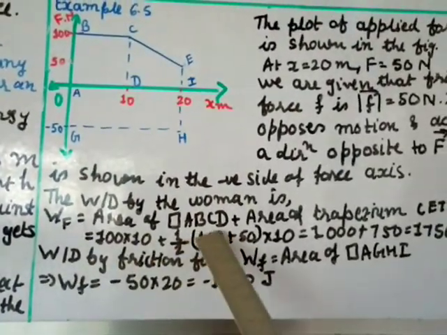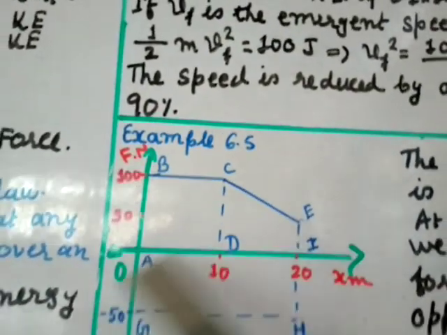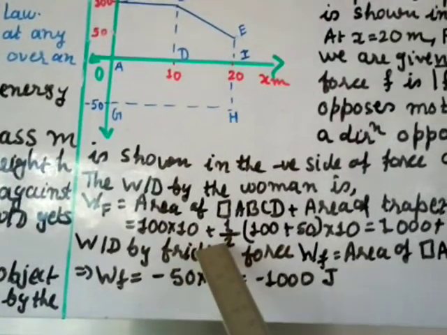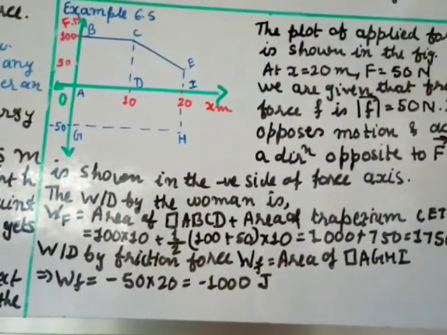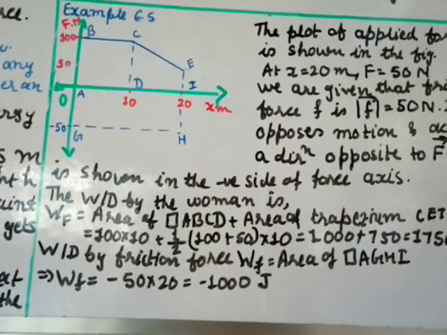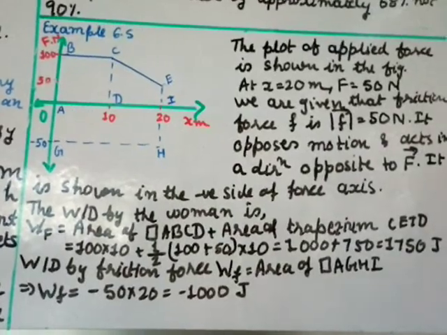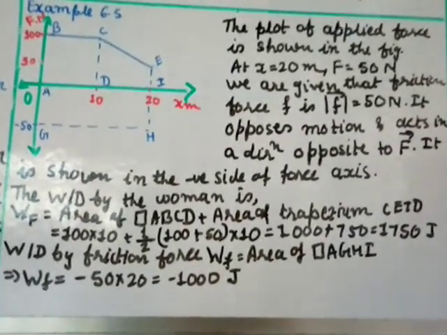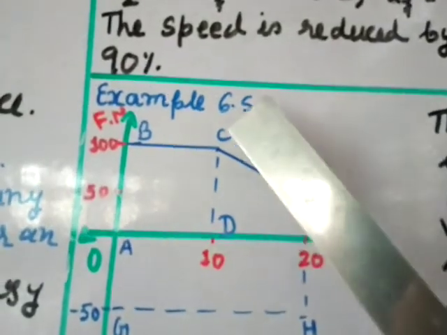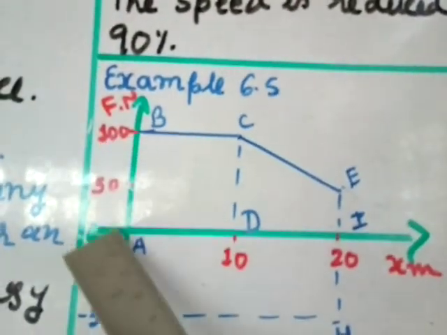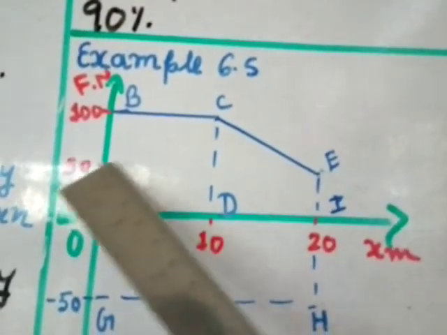The area of ABCD is length into width, so 100 into 10. Plus the area of the trapezium, and we know that is half into the sum of the parallel sides into the perpendicular distance between them. Here the two parallel sides are these two. This side is from 0 to 100, so this distance will be 100, and this distance will be 50 because it is up to here.